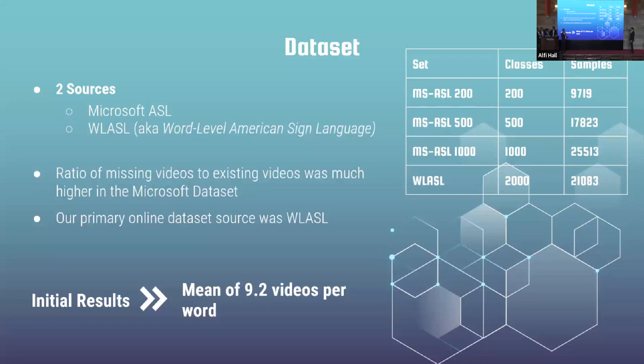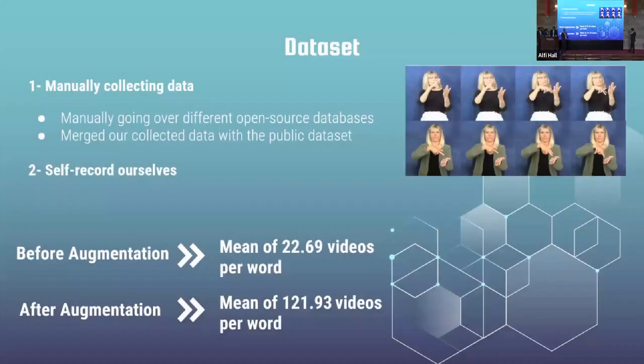However, although the WLASL had a lower missing videos ratio in comparison to the Microsoft ASL, it had a low mean of videos per class or per word. Based on our analysis, we found that it had a mean of around 9.2 videos per word, which is not even close to enough to move to the next step, which is the data pre-processing phase. And we mainly used two approaches to tackle this problem.